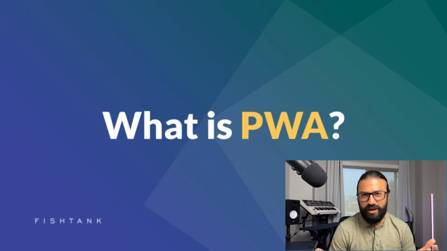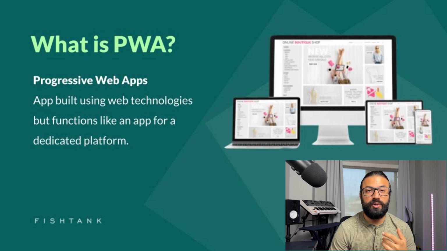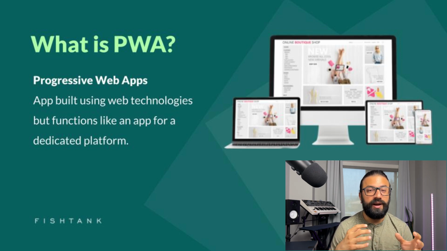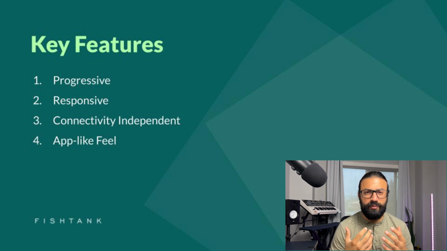So what is PWA? As I mentioned, PWA stands for Progressive Web Apps, and it's basically an app which is built using web technologies which you might be familiar with, like HTML, CSS, and JavaScript. Now, it's a web app, but it can be accessed on any device having a web browser. Even though you're accessing it via a web browser, it feels like an app, it functions like an app. And we're going to dive more into some of its key features that will provide more details of what exactly a progressive web app is. So let's look at some of the features of progressive web apps.